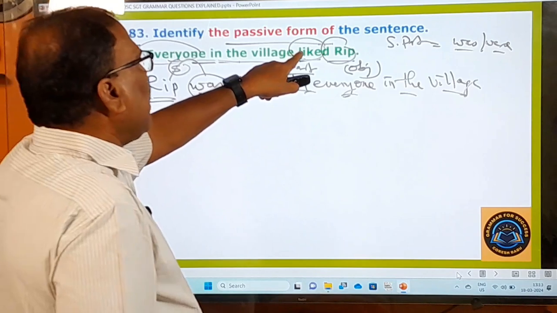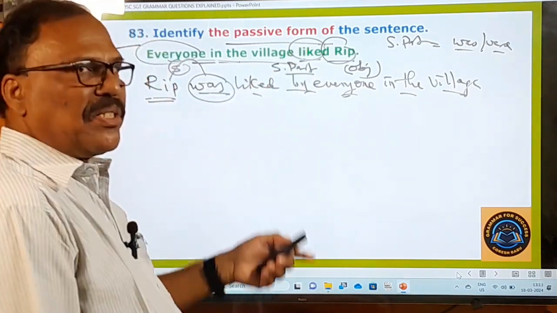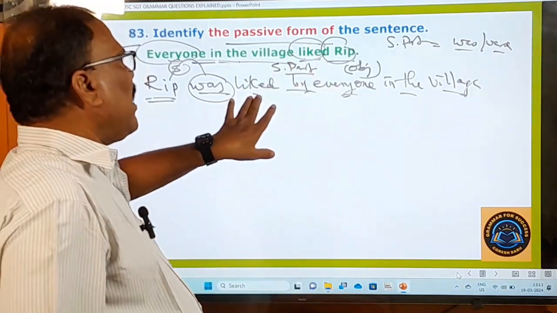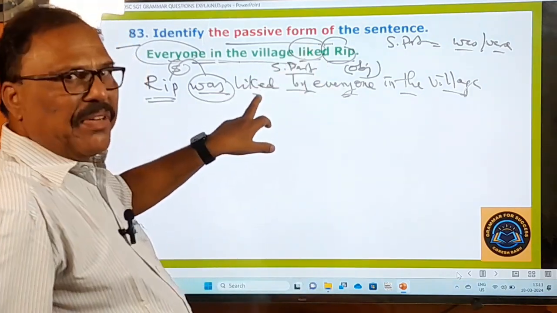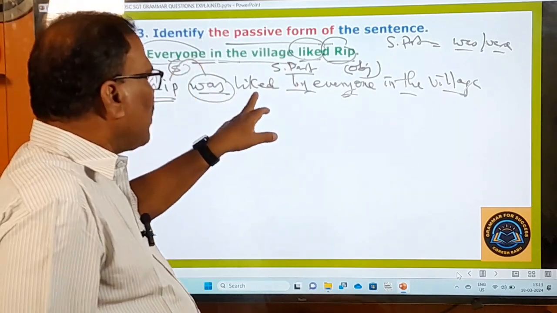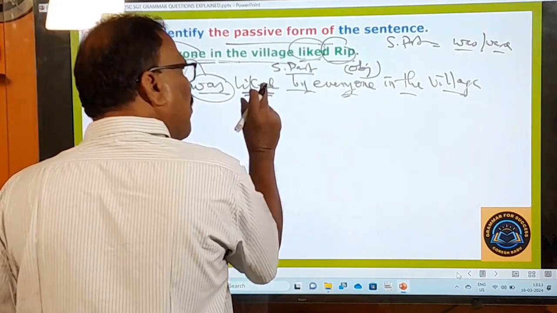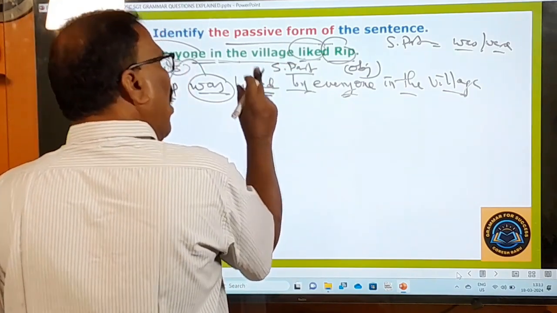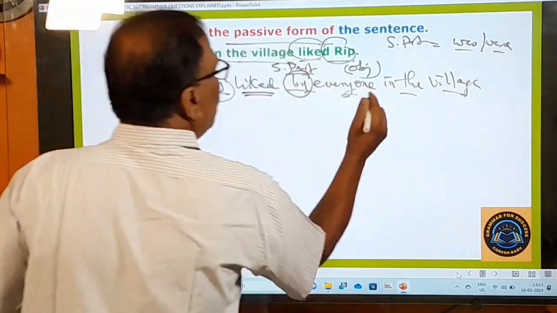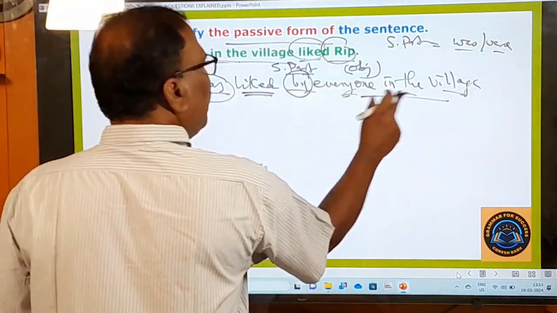And afterwards, liked. The past participle form of this verb must be used. Of course, the past tense verb is liked and the past participle form of the verb is also liked, and therefore you may not find any difference between these two. But this is the past tense verb, and this is the past participle form of the verb, the fourth form of the verb. After writing this verb, you have to use the preposition by, and afterward the subject should be placed at the end. So simple. Rip was liked by everyone in the village.